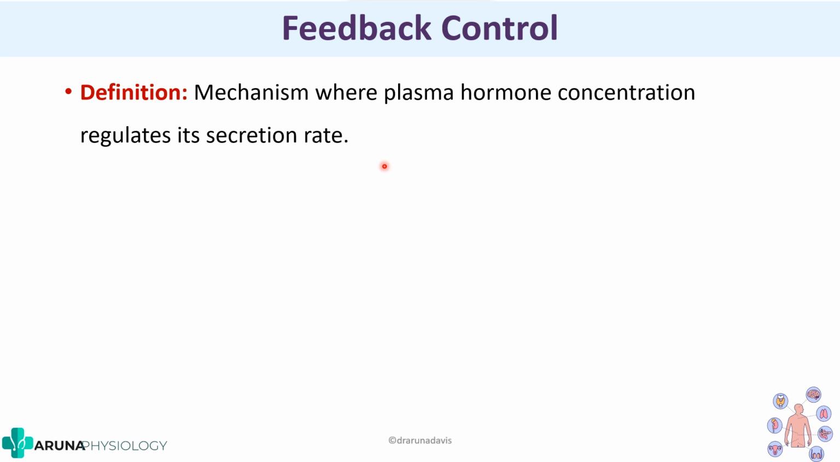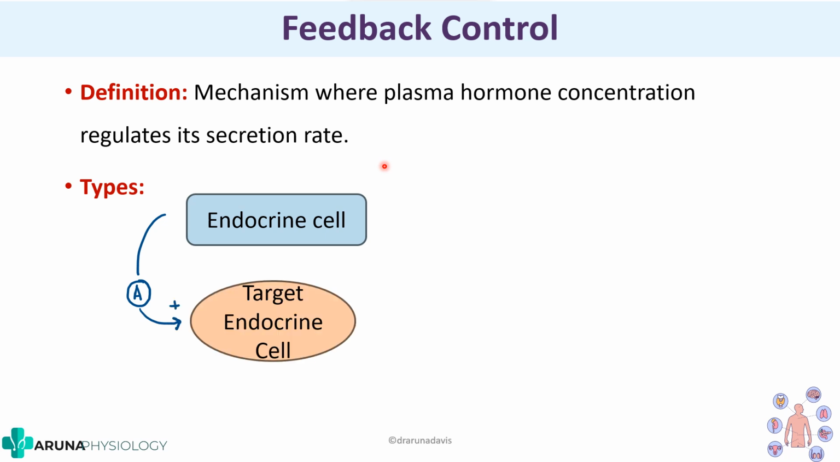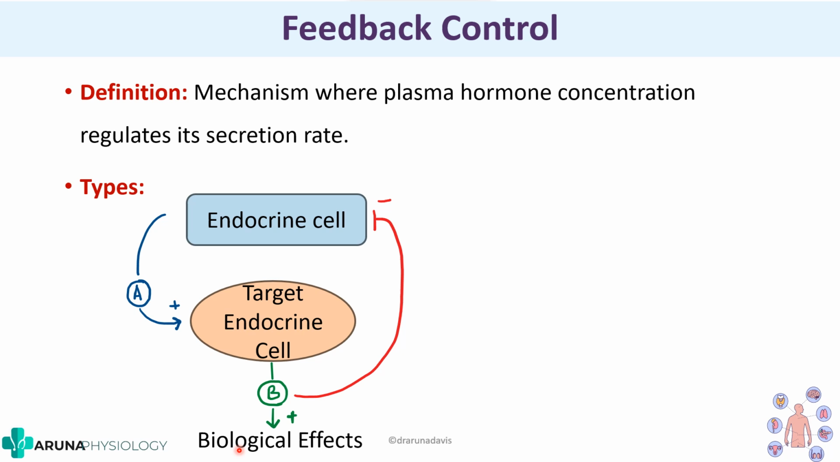So basically we've got two different types of feedback control. I'll just show it with an example with the help of a diagram. Suppose we have an endocrine cell which secretes the hormone A. This A will act on another target endocrine cell which will produce another hormone, say B, and this hormone will have biological effects. Now, if this hormone B inhibits its own production by inhibiting the higher order cell, so suppose B is inhibiting this endocrine cell, that means it is inhibiting the production of A and thereby decreasing its own production. Now this is called negative feedback.